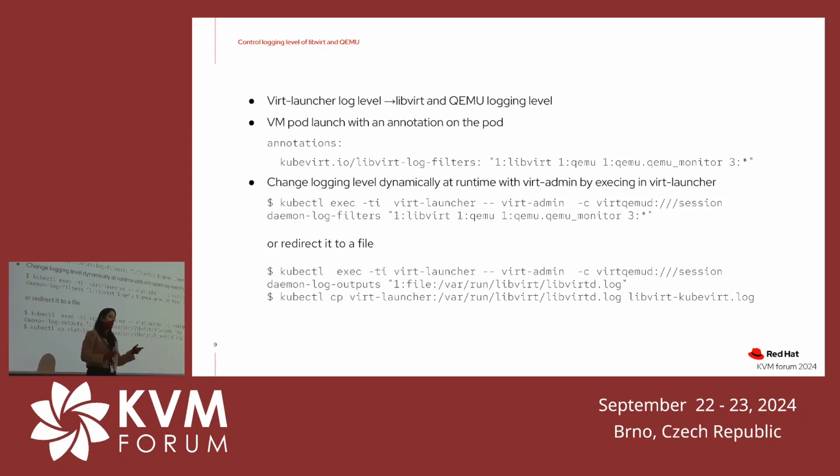If you want to change it dynamically, how you can achieve this is, again, using kubectl exec. And as I mentioned, inside the image, we have virt-admin, and we can change the logging level using that tool. Not only that, but we can also redirect to a file. So virt-admin is able to specify a file, like here. And then kubectl also has something called cp that allows you to copy a file from a container locally, so you're able to inspect it locally.